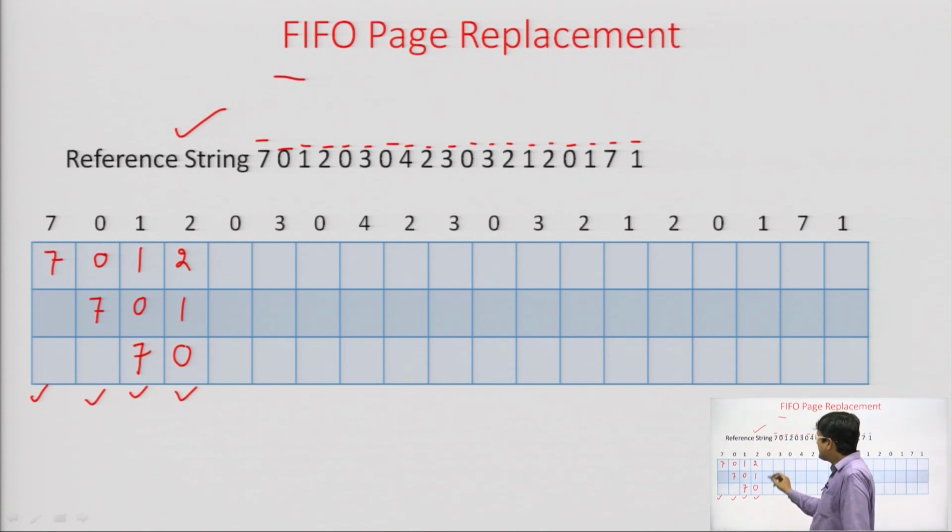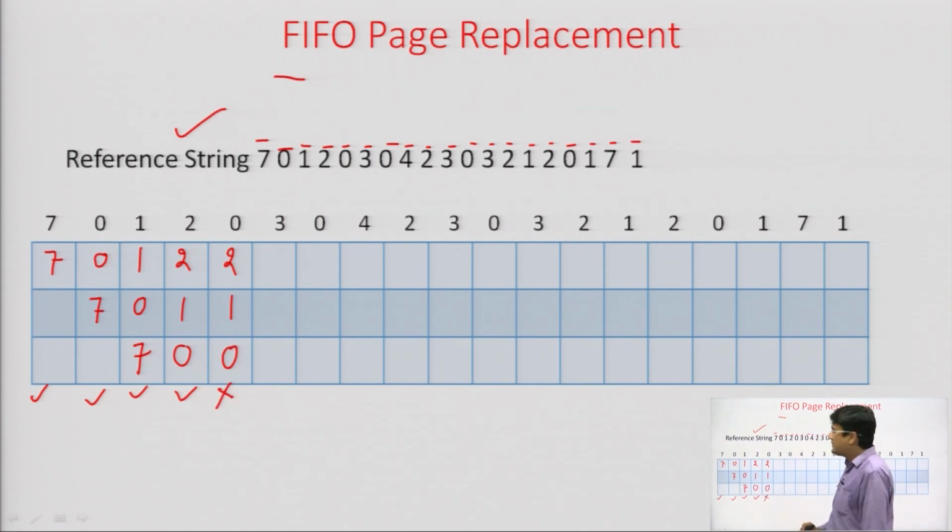For 0, 0 is present here. So, let us maintain the same order and we will say that there is no page fault. So, a cross means there is no page fault. Now, 3. To bring 3, we will have to send 1 page out. Obviously 0 will go because 0 is the oldest one. So, 3, 2, 1. There is a page fault.